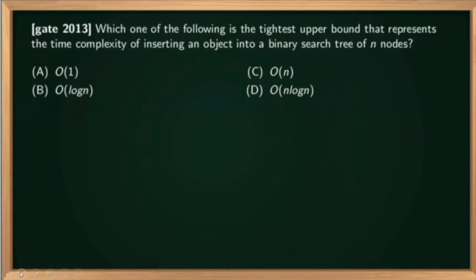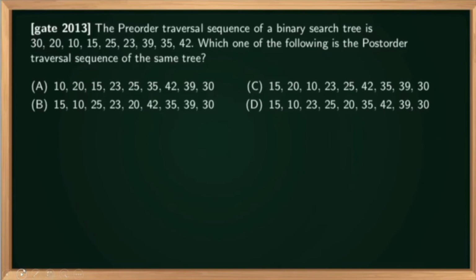We'll give you 5 seconds time. Just because you say binary search tree, it doesn't mean that it's balanced. A binary search tree can have a height of order of n. The answer should be C. I'll give you 1 minute. Okay, so the answer is actually D.